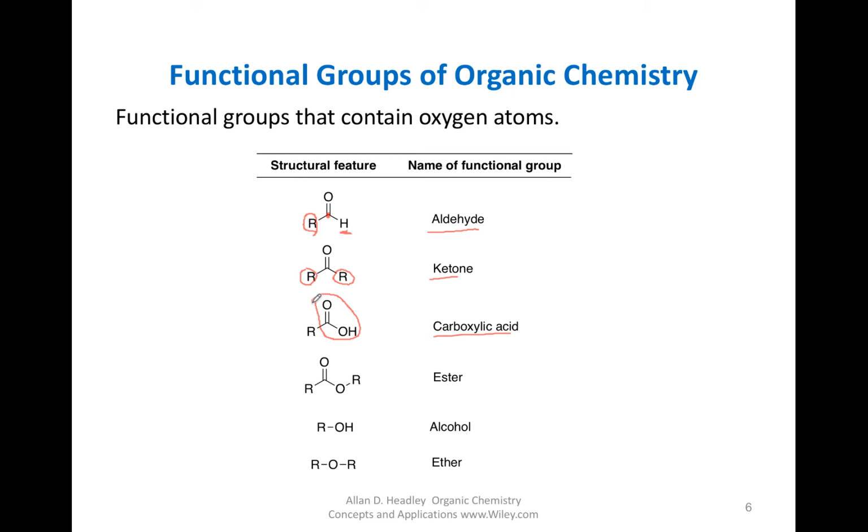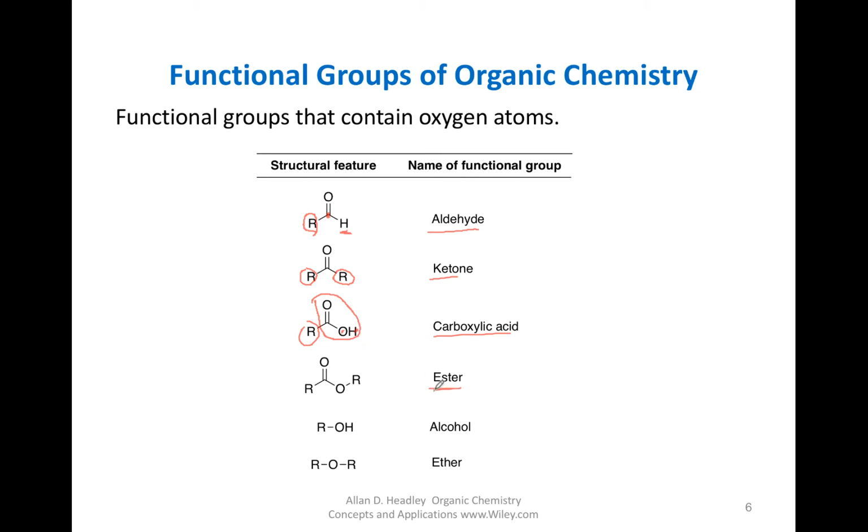A carboxylic acid has this feature here. Notice the atoms, they must be arranged in that manner to be considered a carboxylic acid. A carbonyl, a carbon double bonded to an oxygen, bonded to an alkyl group over here, and most important, bonded to an oxygen, which is bonded to a hydrogen, and that's a carboxylic acid. Of course, a common carboxylic acid that we're familiar with is acetic acid.